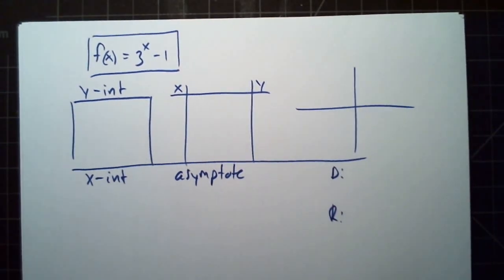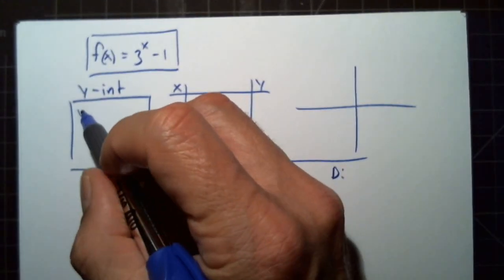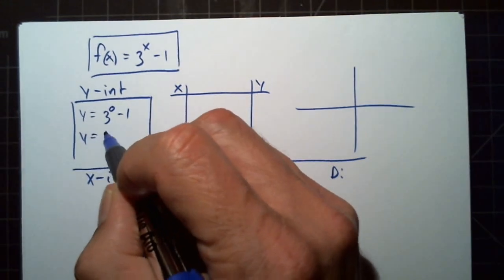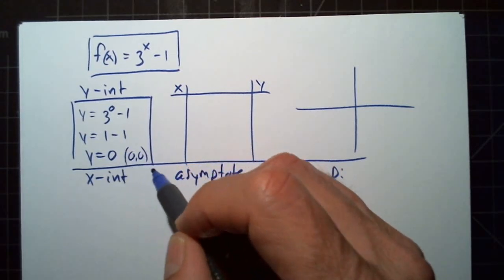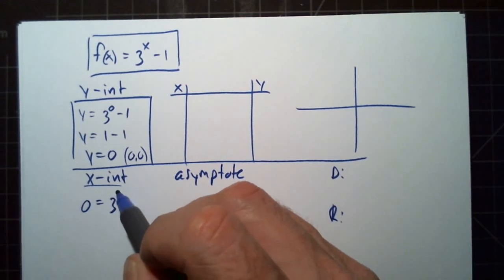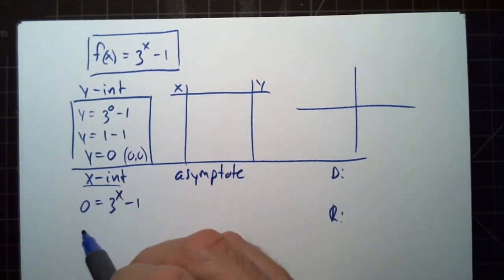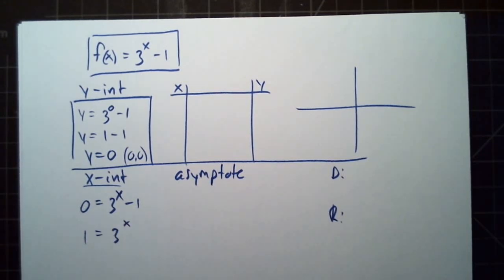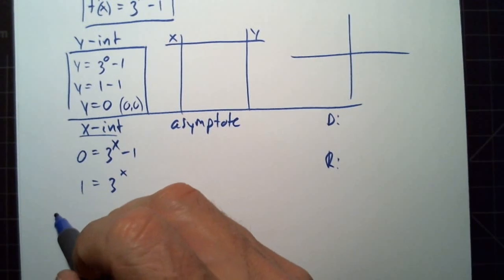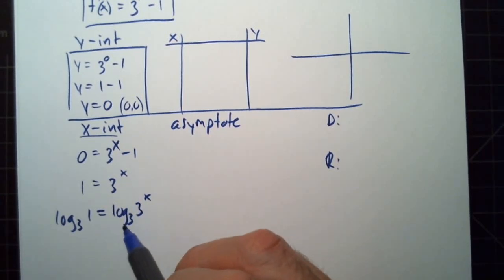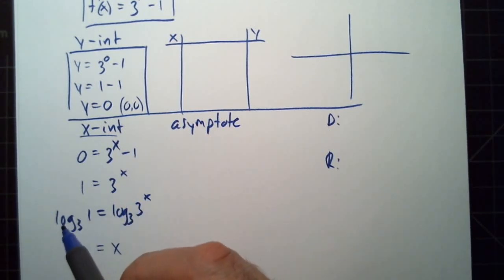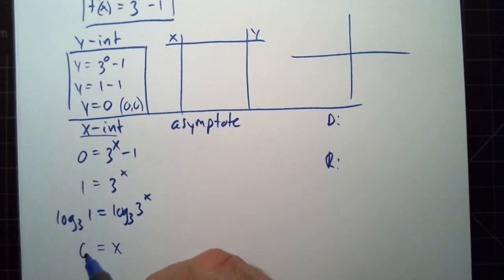Pause the video, try this one on your own. 3 to the 0 is 1. 1 minus 1 is 0, so the y-intercept is (0, 0). And we're going to add 1 to both sides, and then we can use log base 3 of both sides. And this value is going to be x. We will review that in the next lesson on logarithms. To what power do you raise 3 to get 1? To the 0 power. So that gives us the x-intercept is (0, 0).